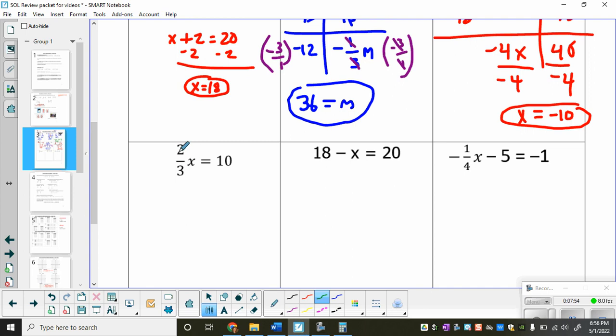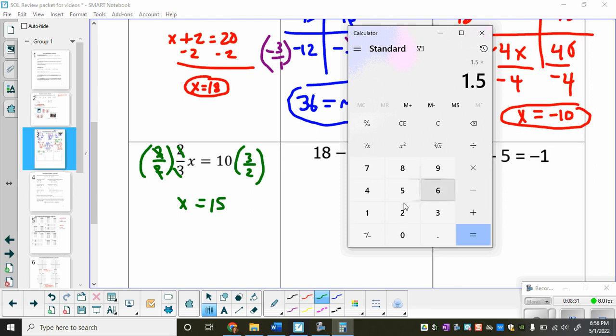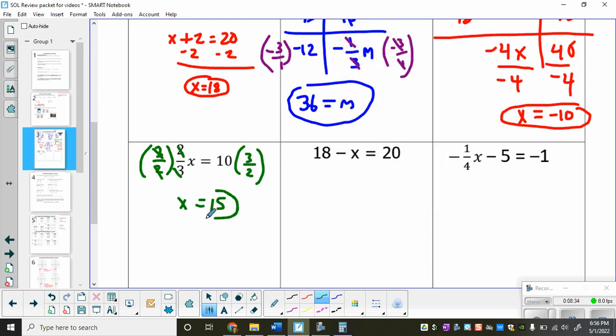Now, again, with this one, we only see a coefficient. We have no constant to worry about, so we're just going to multiply both sides by the reciprocal here. And the reciprocal of 2/3 is 3/2. Now you have a couple of options for this 10 times 3/2, because again, this cancels out over here and x is all by itself. You could do 10 times 3, which is 30, and that 30 divided by 2 is 15. You could do 10 divided by 2 first, which is 5, and then 5 times 3 is 15. Or you can catch that the 3/2 in the calculator is just 1.5. So you can do 10 times that 1.5, and you get the 15.